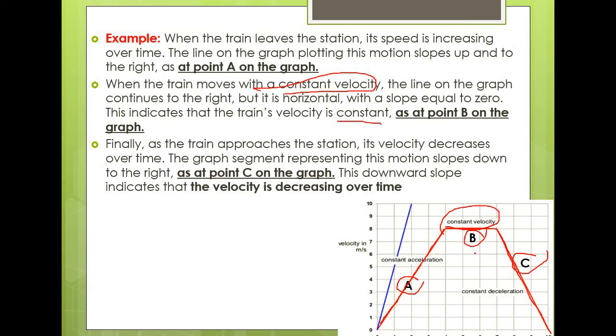At point C on the graph, this downward slope indicates that the velocity is decreasing over time.